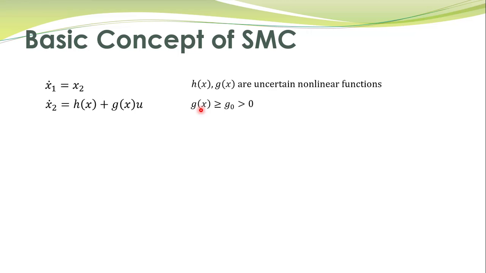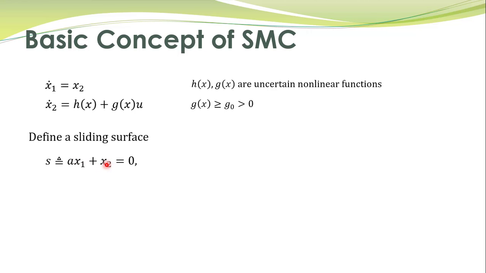To design a sliding mode controller for this nonlinear system, we define a surface. This surface is defined by this equation: a x1 plus x2 is equal to 0, and we rename this to be equal to S. What is this equation, a x1 plus x2 equal to 0? This is the equation of a straight line. So for a system with two states, this is the equation of a straight line.